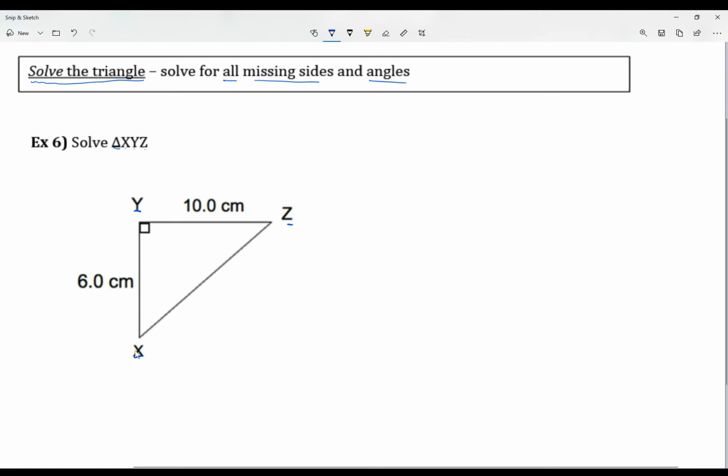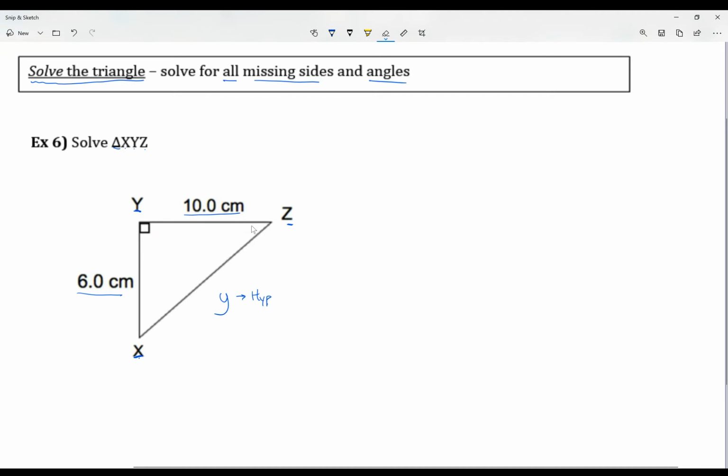So when I go to triangle XYZ, I know this side length is 6 centimeters. This side length is 10. I don't know what this side length is. I'm going to call it side length lowercase y because it's across from angle Y. Speaking of which, because it's a 90-degree angle, what side length of the right angle triangle is this? Well, lowercase y is the hypotenuse. So I'm going to solve for that side length.